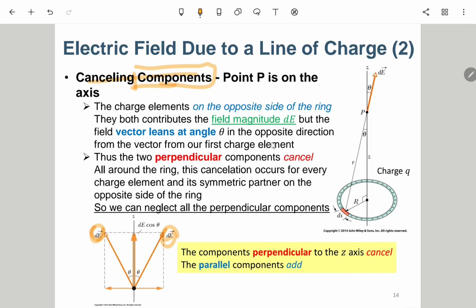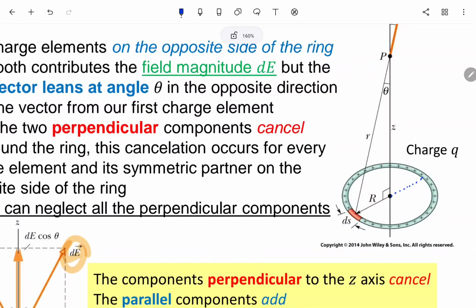So cancelling components will be the following step. The charge element on the opposite side of the ring contributes a field dE, but the field vector leans at angle theta in the opposite direction from the vector of our first charge element. So of course we need to separate into ds and then calculate dE one by one, but there is some symmetry. For a perfect circle, you can also find the symmetrical part.